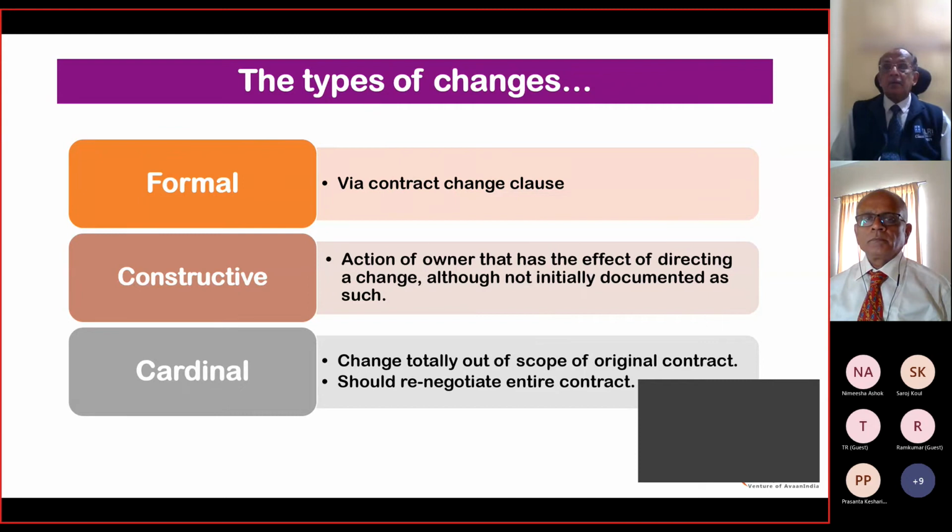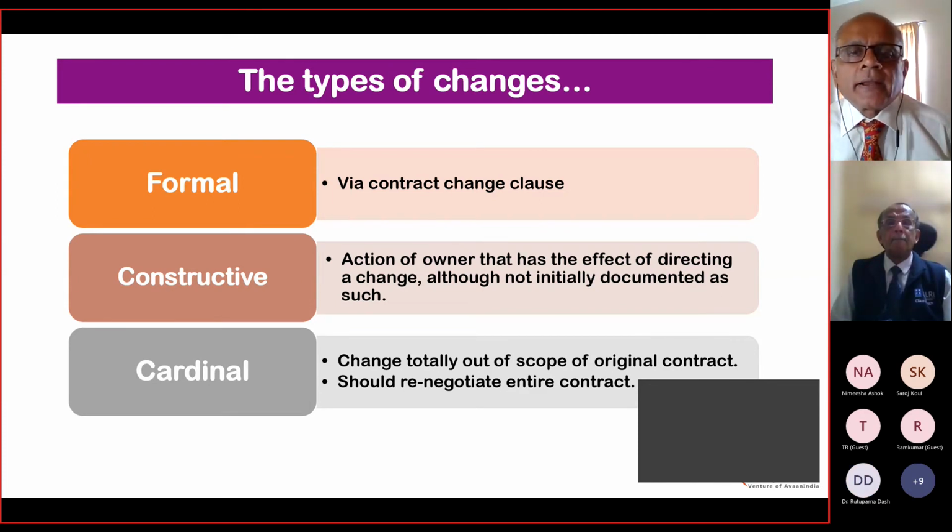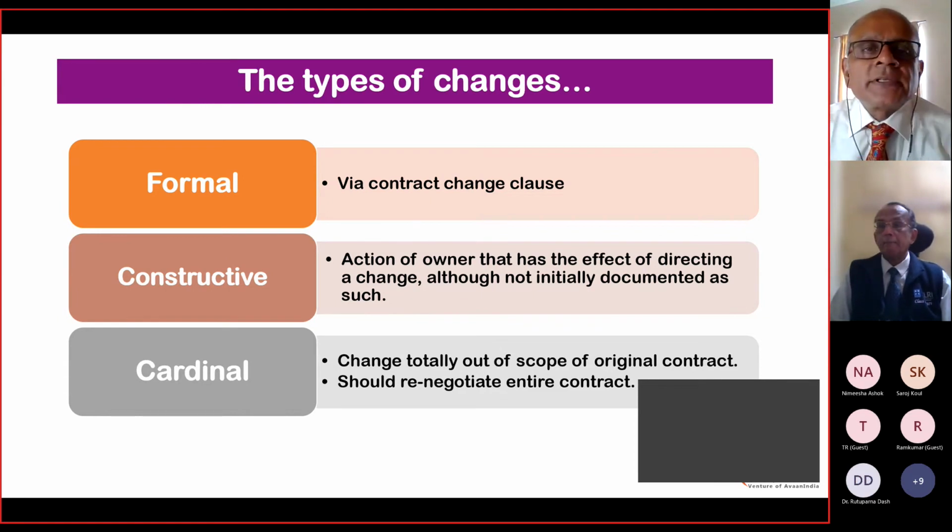Types of changes. Shyam, you want to take over? So there are three types of changes that can happen in a contract. One is a formal change, which happens via the contract clause that requires to be changed. The other we call a constructive one, which is through the action of an owner that has the effect of informing and directing a change which would not have been documented earlier.